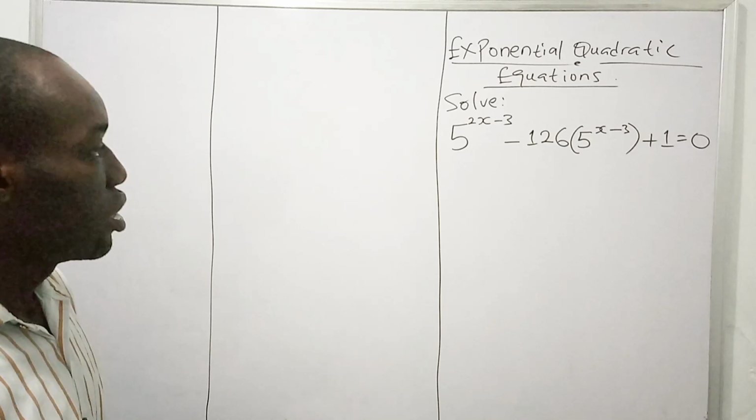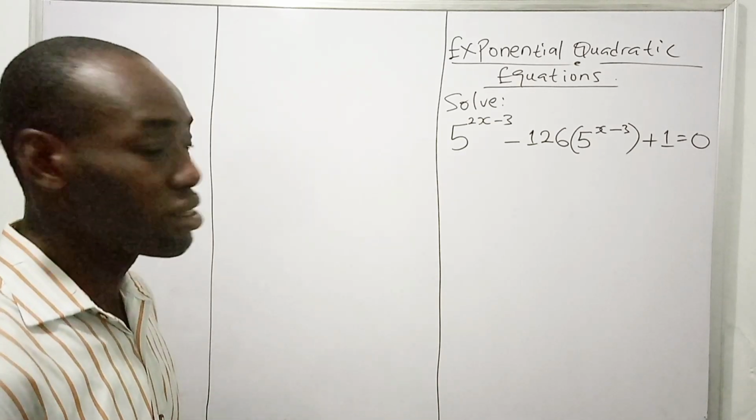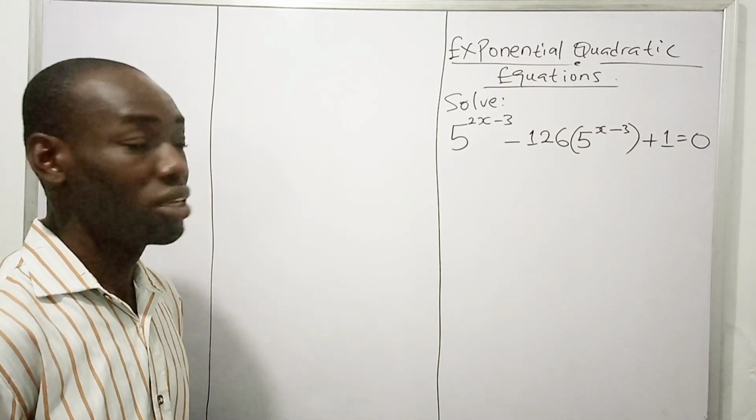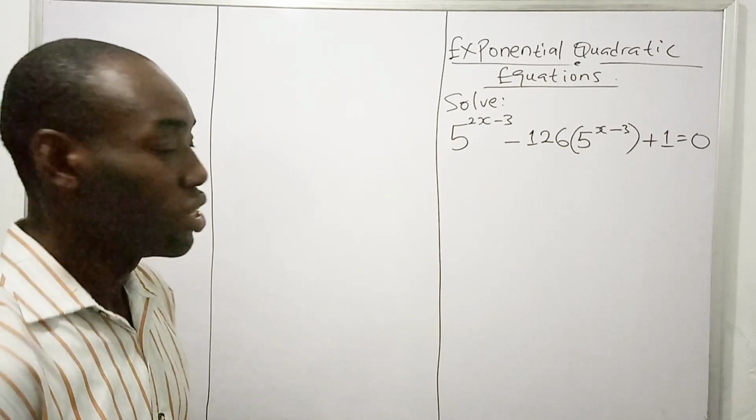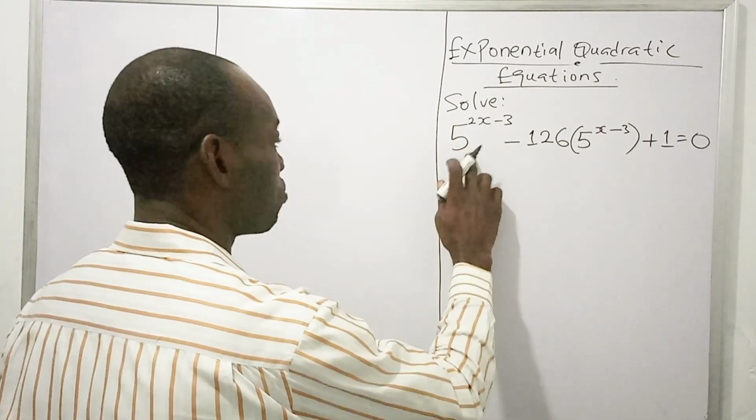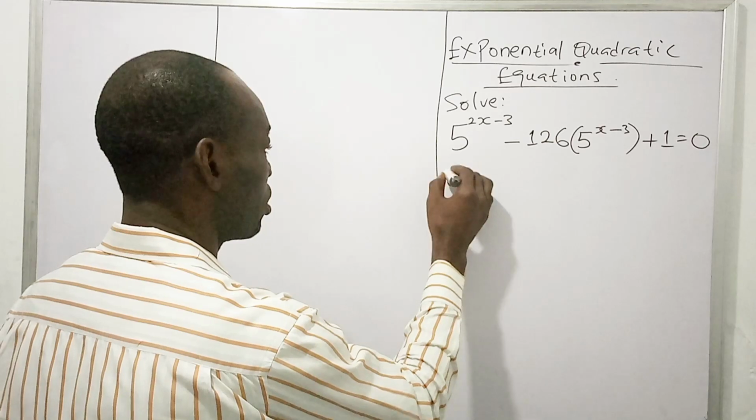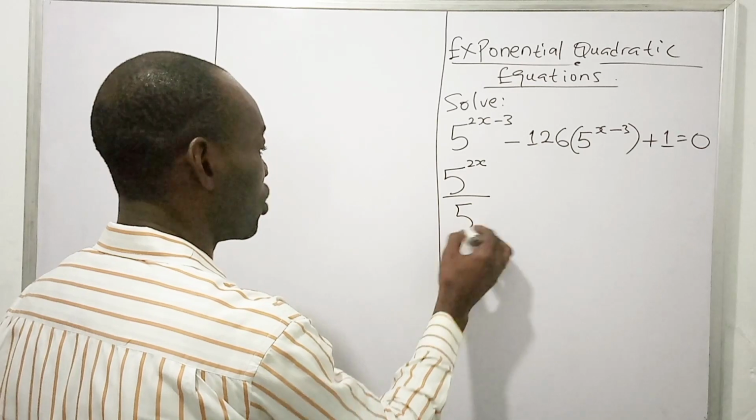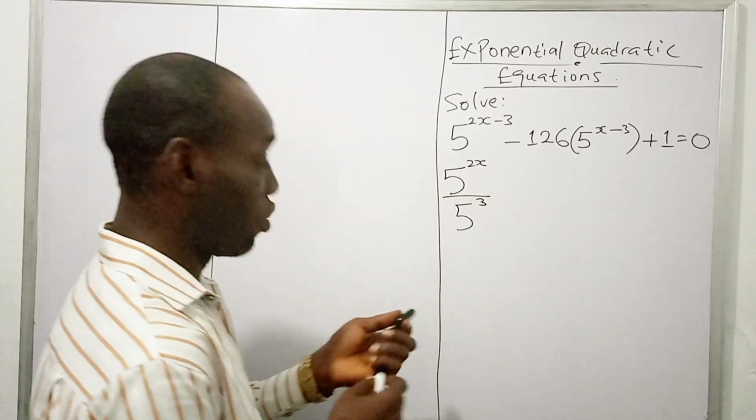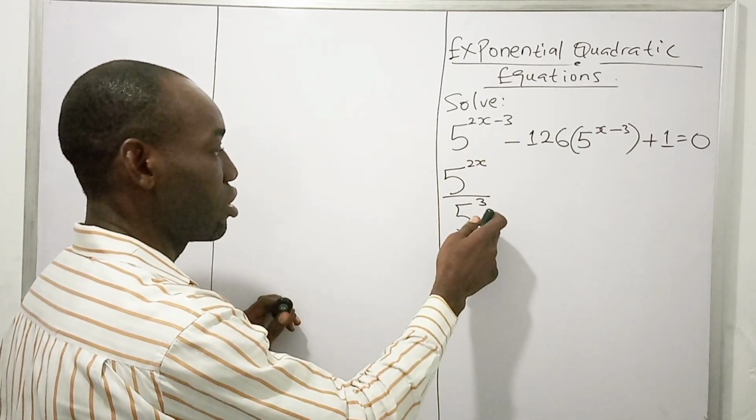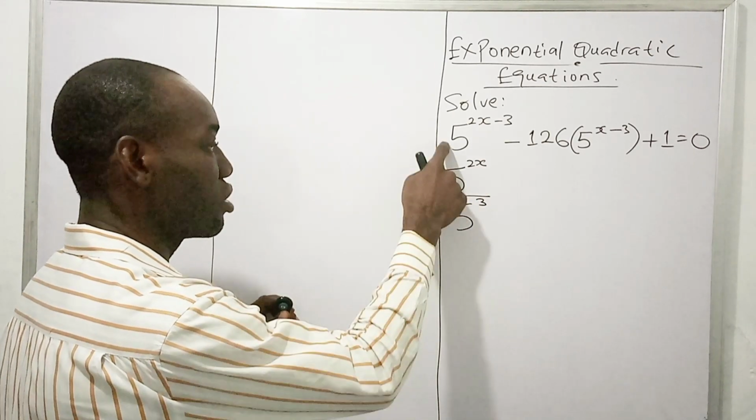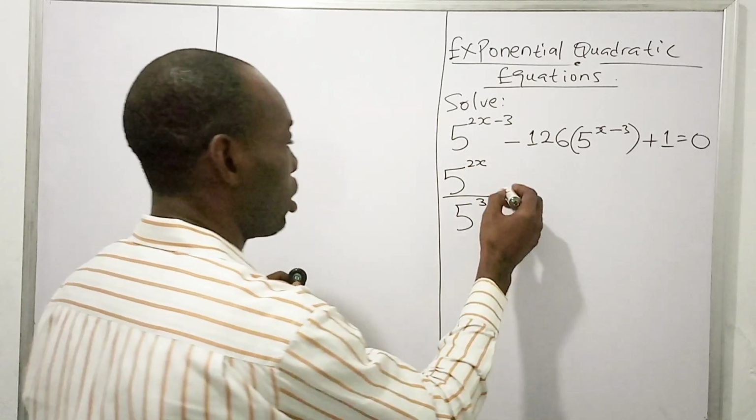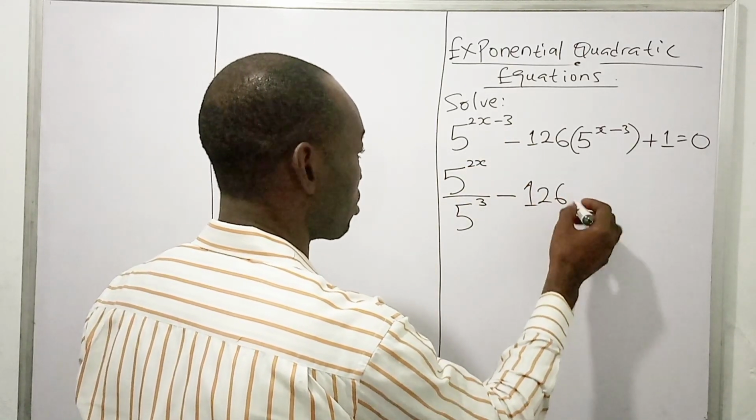Now, how do we handle this? If you recall, from indices, we're told that when you divide two terms that are similar, you subtract their powers. So that simply means that this expression we have here, 5 raised to the power 2x minus 3, can be written as 5 raised to the power 2x divide 5 raised to the power 3. From indices law, this is equal to this, because since the bases are the same, we pick one of the bases, and since we're dividing, we subtract the powers.